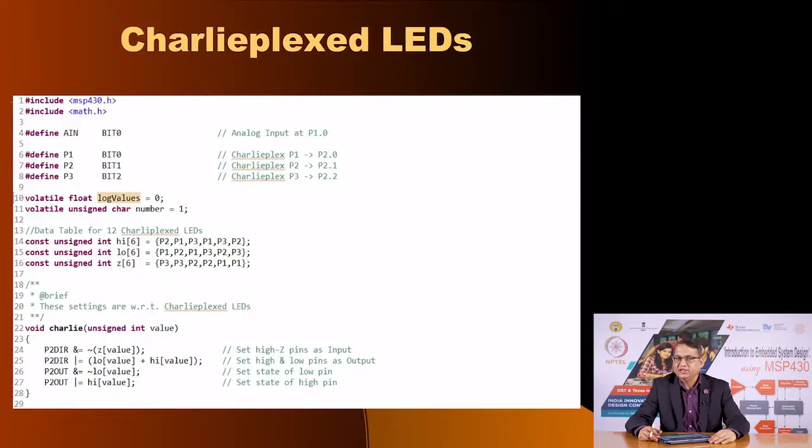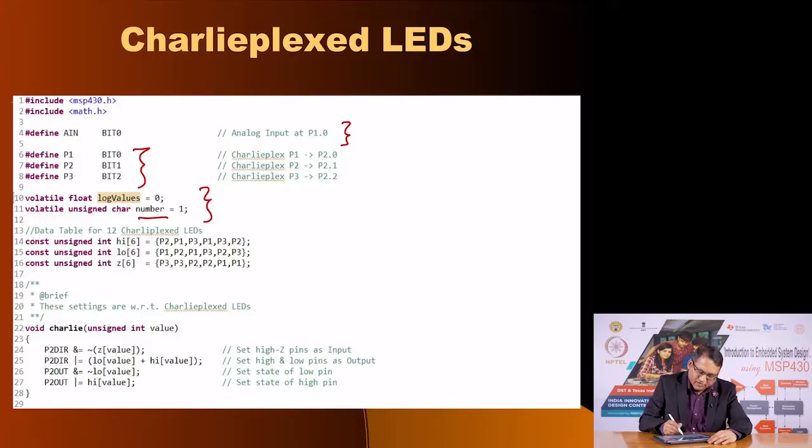We have already seen how interrupt programs work, so I am not going to go through that. The important point is that these 3 pins are defined here for the display. Here is the pin definition for the potentiometer. Here are 2 variables, one which contains the log value and the other which is a number that is going to go from 1 to 6 and so on.